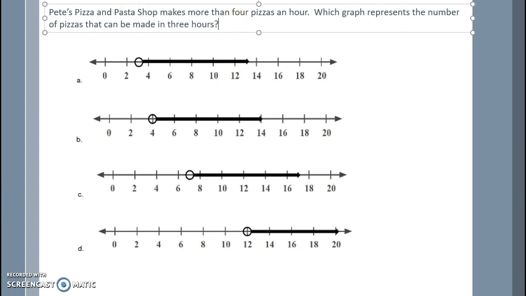Since they can make more than, or greater than, 4 pizzas in 1 hour, in 3 hours they can do 3 times as much. So they can do 12 pizzas in 3 hours, but we want more than, so numbers that are greater than, which is why the arrow moves to the right.